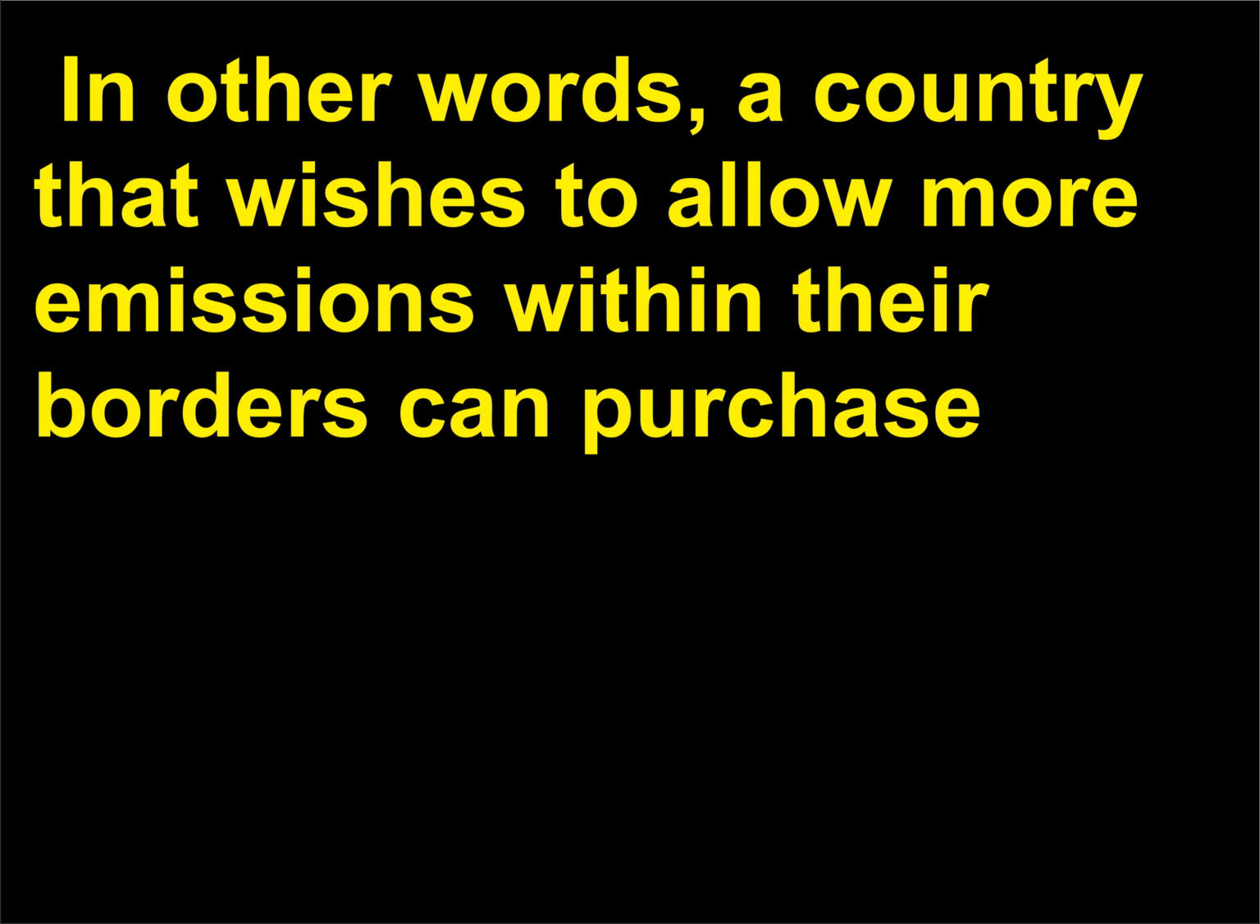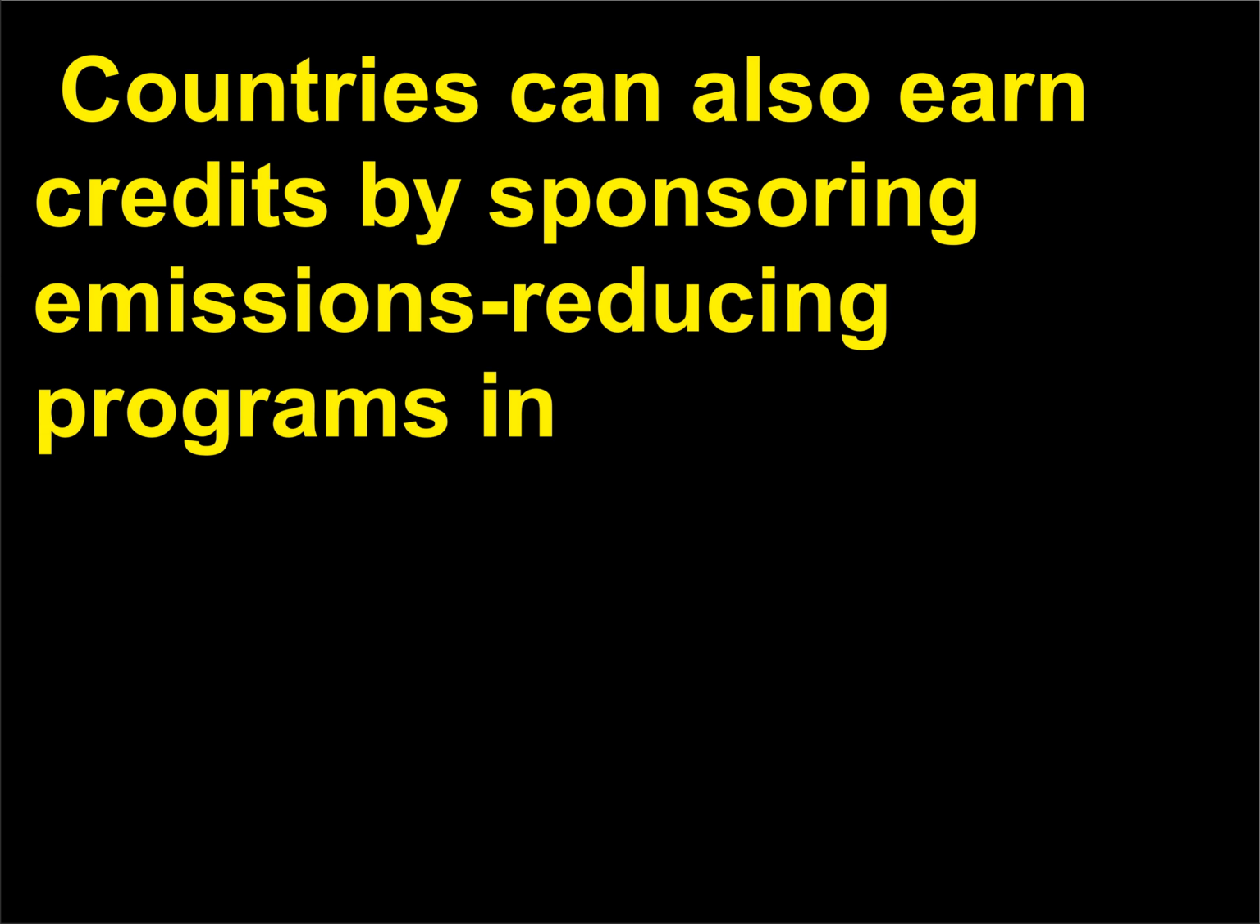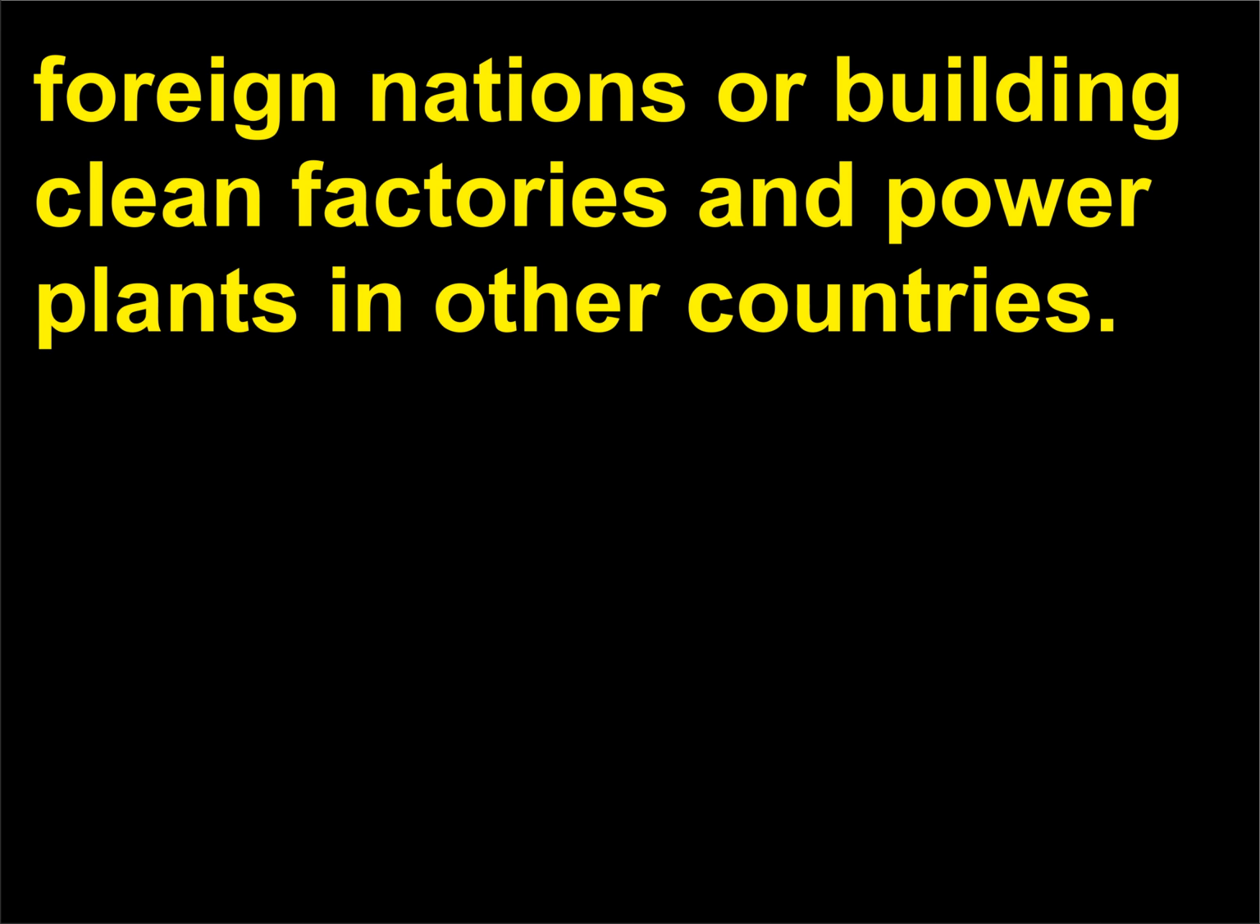In other words, a country that wishes to allow more emissions within their borders can purchase emissions credits from countries with lower levels and still be in compliance with the treaty. Countries can also earn credits by sponsoring emissions-reducing programs in foreign nations or building clean factories and power plants in other countries.